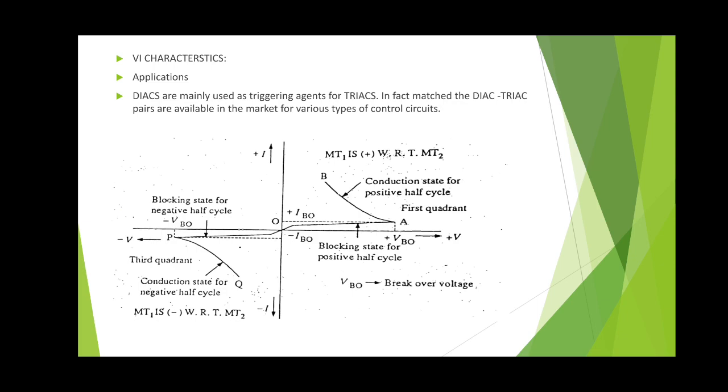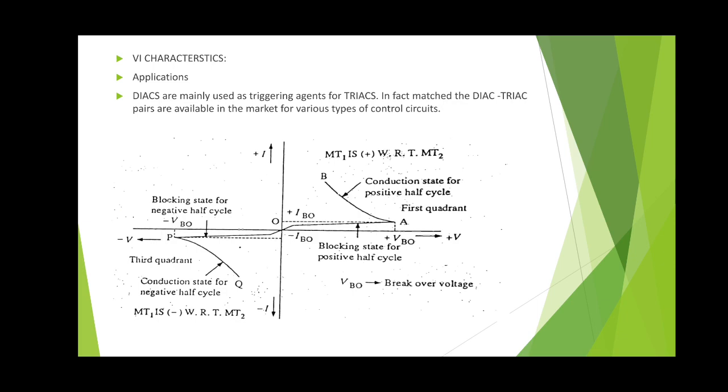This portion of the characteristic is shown by OA. So OA indicates this mode, that is the forward blocking mode, or it is called the blocking state. Here, no forward and reverse, we call it a blocking state. At point A, when the voltage level reaches the breakover voltage of the DIAC, the device starts conducting. During the conduction period, the device exhibits negative resistance characteristics. The current flowing in the device starts increasing and the voltage across it starts decreasing.